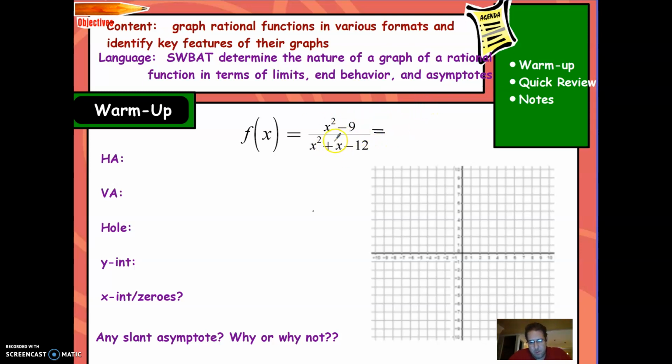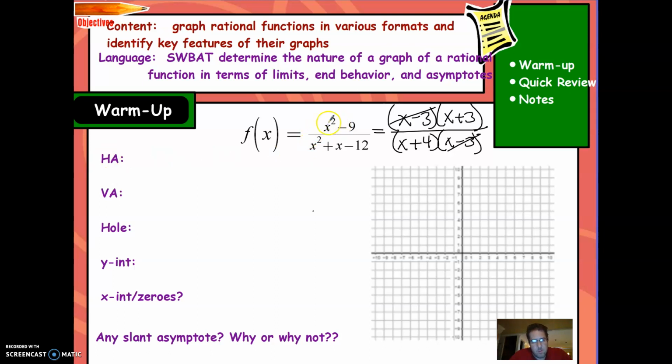Starting off with a warm-up that goes right with the last 3 lessons. So this is differences of squares. So this is x plus 3 times x minus 3. The bottom one, the denominator, is going to be x plus 4 times x minus 3, because 4 times negative 3 is negative 12. Add them, you get positive 1. So now the negative 3's cancel out, and you're left with x plus 3 over x plus 4.